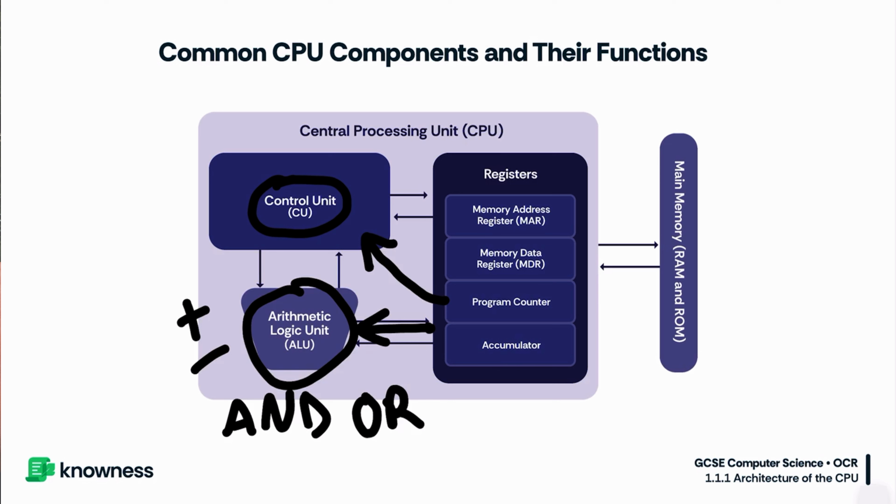Finally, we have the accumulator. The accumulator is a register that stores the results of the arithmetic and logical operations while they're happening. It holds the output of ALU operations and is used for further processing or for storing the final result. These registers are key parts of the von Neumann architecture.